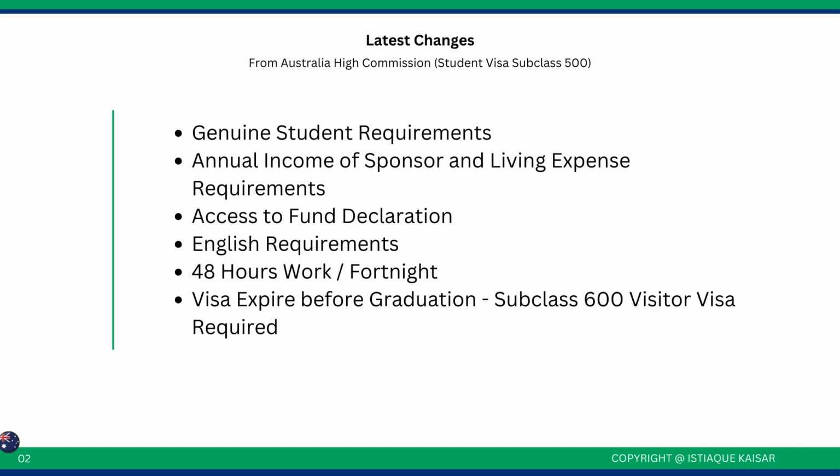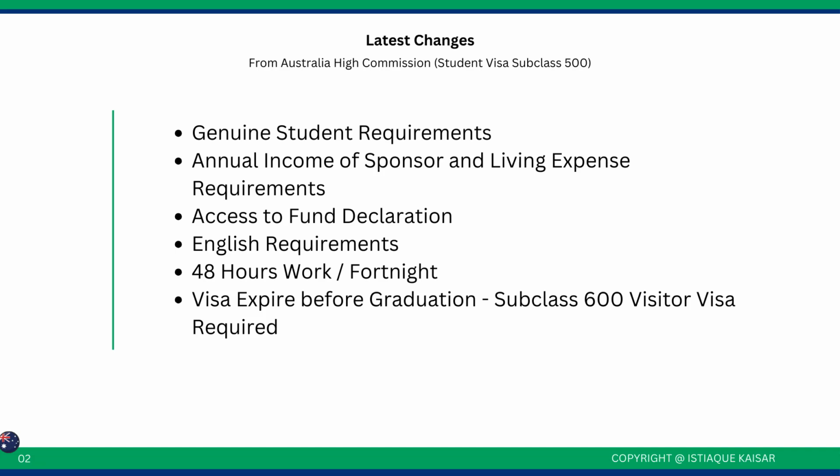And one more thing, if your visa is expiring before your graduation, so there is no chance to get into the application process for another student visa. It is something like subclass 600 visa. That is a visitor visa you need to apply, and with that visitor visa only you are eligible to go for your graduation finish up.